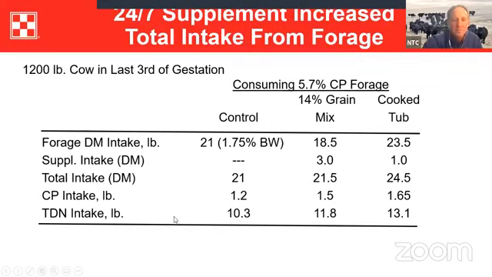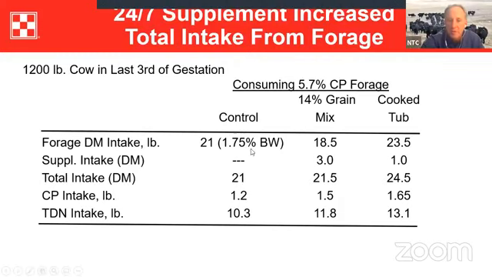Okay, what's TDN? Total digestible nutrients. Think of that in terms of calories. Just think of that as calories. So she got 10 pounds of calories. When she was fed a 14% grain mix, so this would be like a 5-way mix or a 3-way commodity blend, something like that.